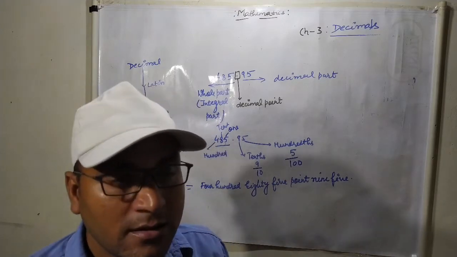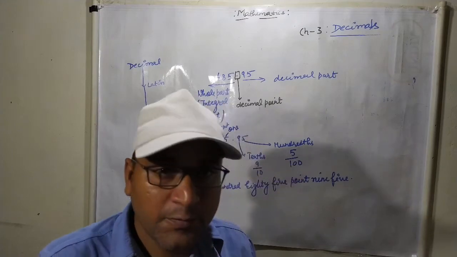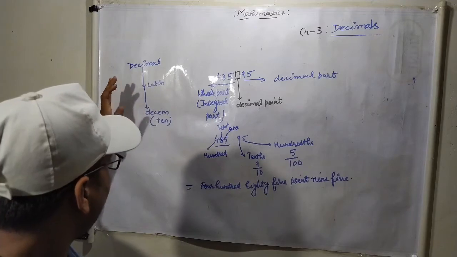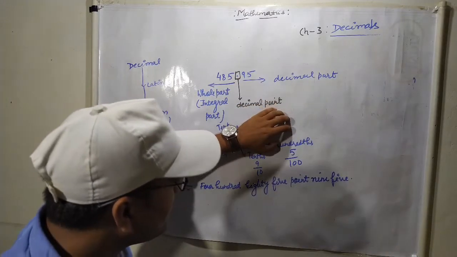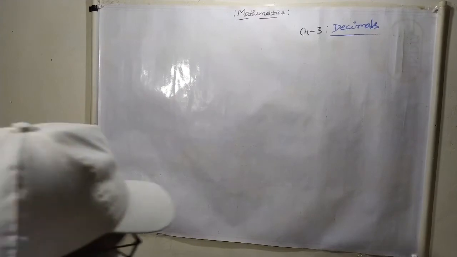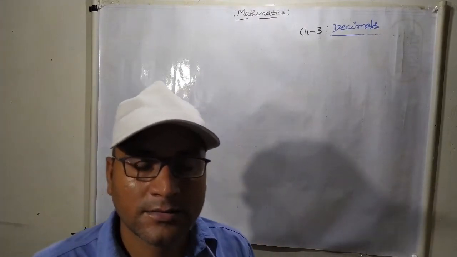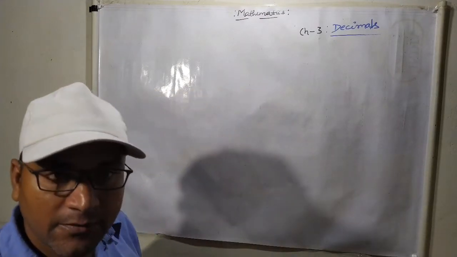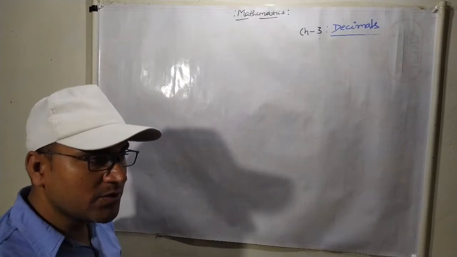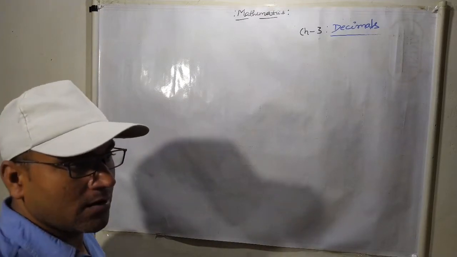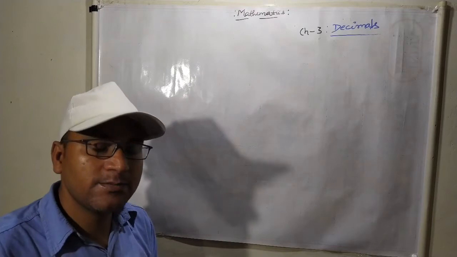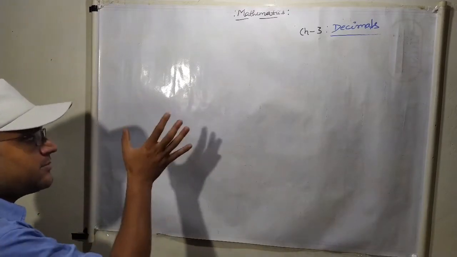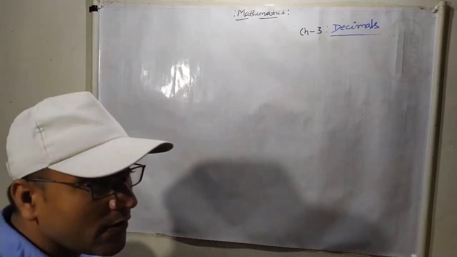And a few important points: how to change a fraction into a decimal. Today we have learned what a decimal fraction is, what a decimal number is, and how to represent a decimal fraction as a decimal number. So that decimal number, how will you write it in an expanded form?